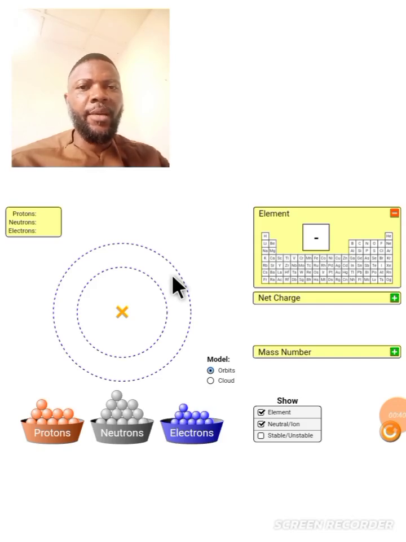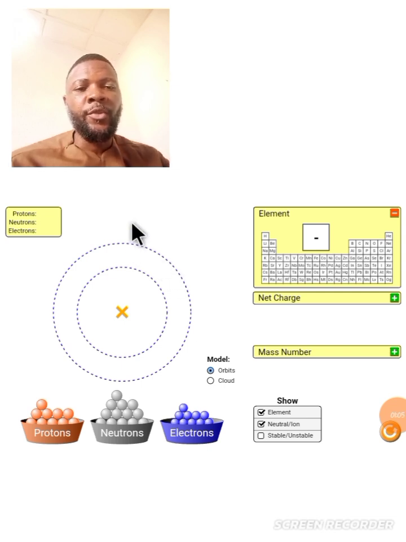Welcome to Explicit Chemistry. Today we'll be looking at atomic structure. At the end of this class, we should be able to draw atomic structure, identify the atomic structure of at least the first 20 elements, know the particles in an atom, know the charge of each particle in an atom, and how best to draw an atom.